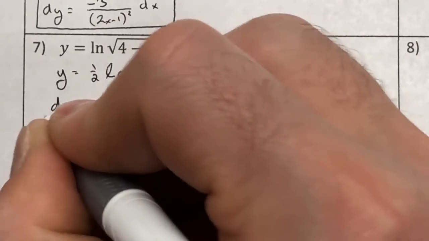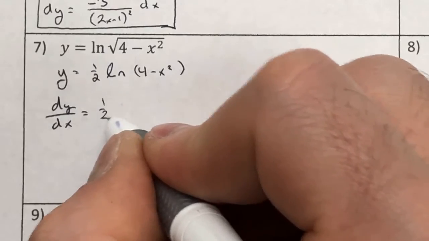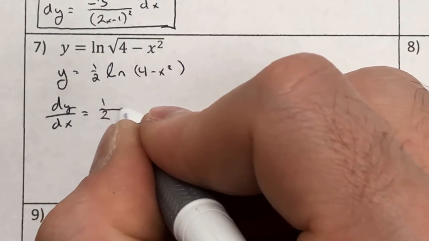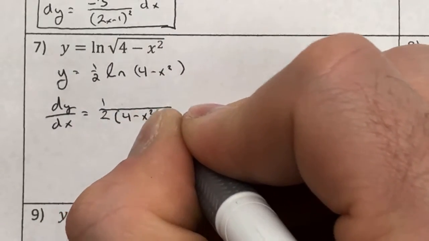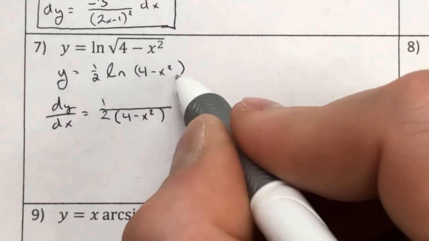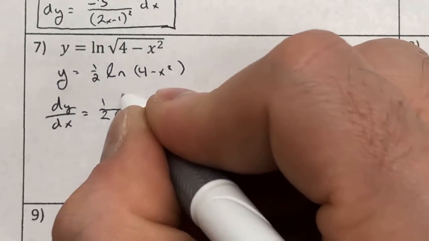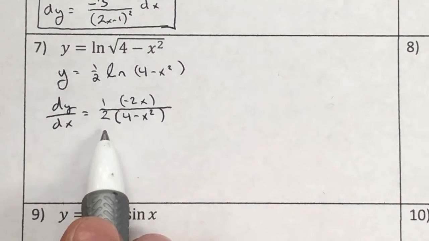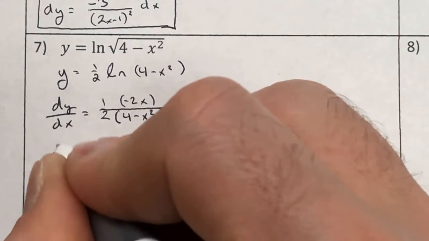So I have the differential of y over the differential of x is equal to 1/2. And I know the derivative of the natural log is going to be 1 over this. So I'm just going to extend my fraction bar and say 4 minus x squared. And then I take the derivative of the inside, which is going to be a negative 2x. Awesome. So I'm going to combine what I can, and then pop that dx over there, the differential of x.